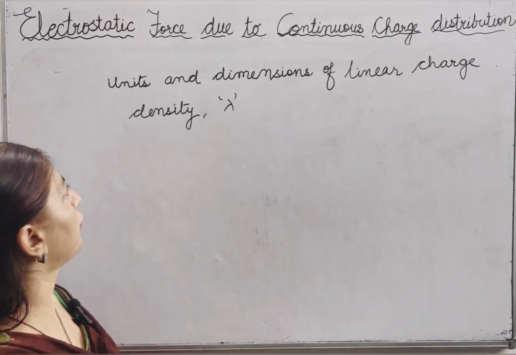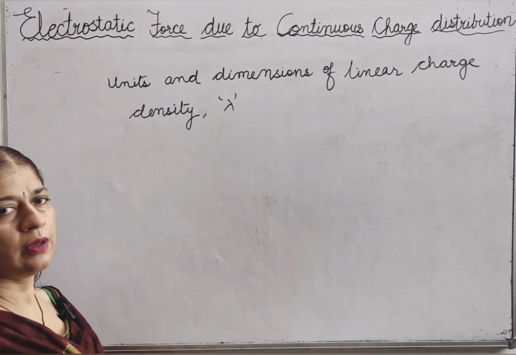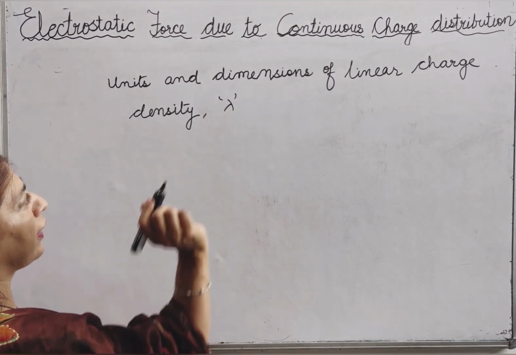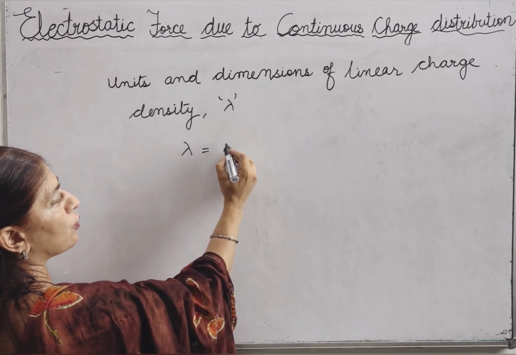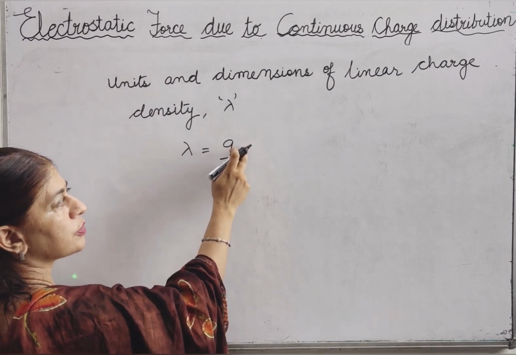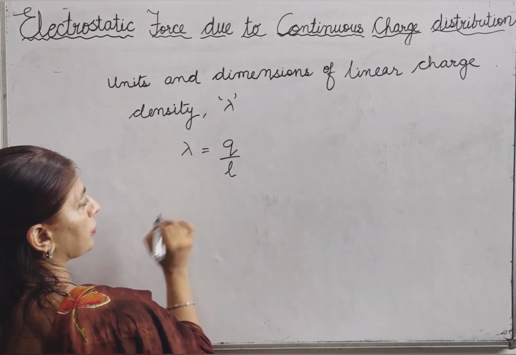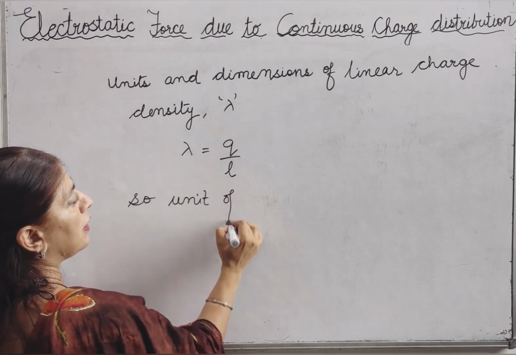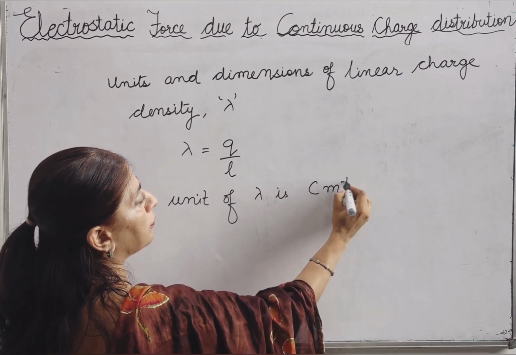Next we are going to find out the unit and dimensions of linear charge density lambda. This is a very common short answer question. To find the units, we take the formula lambda is equal to q by L. The unit of charge is coulomb and of length is meter. So the unit of lambda is coulomb per meter.